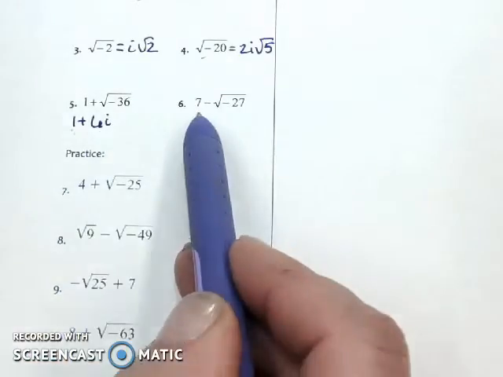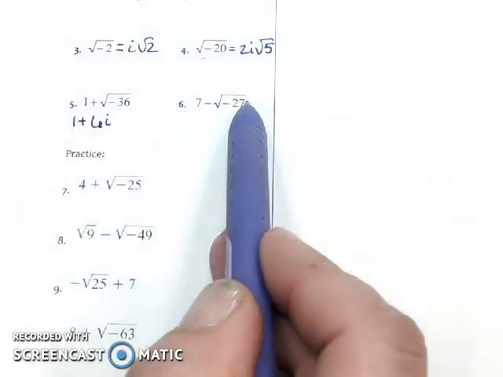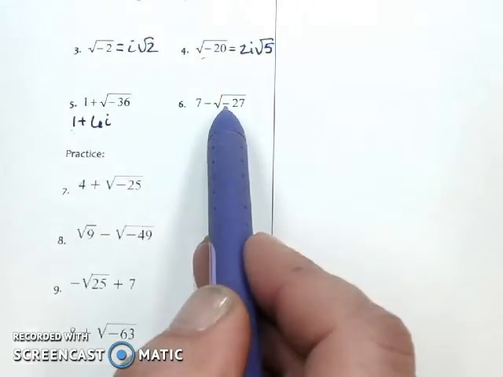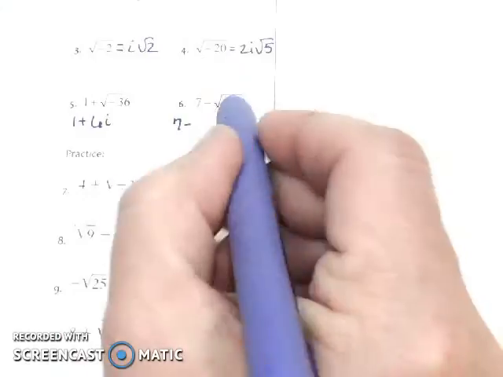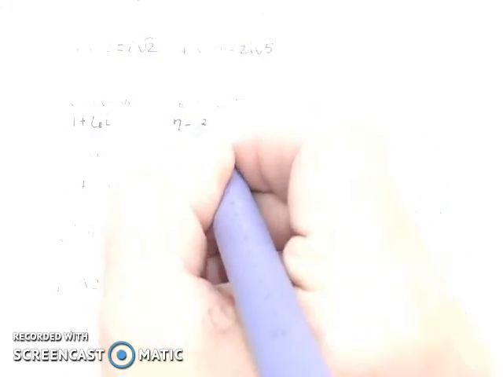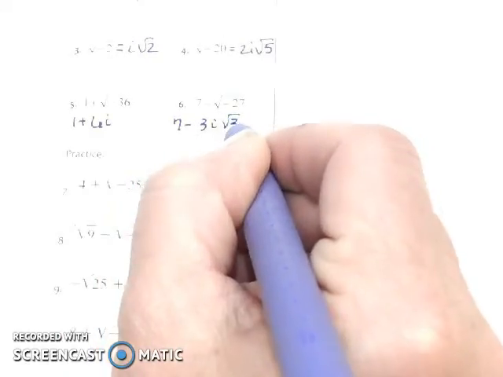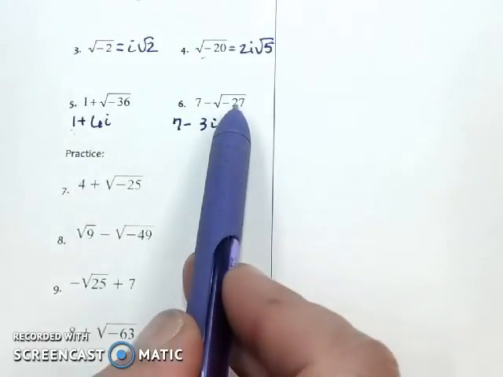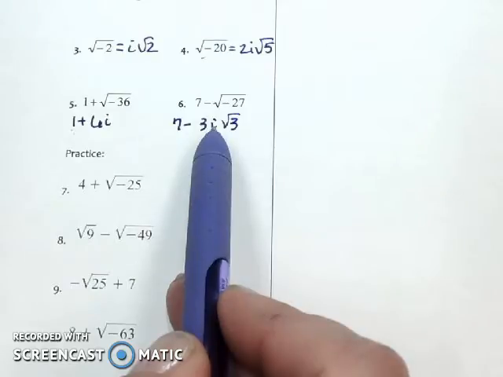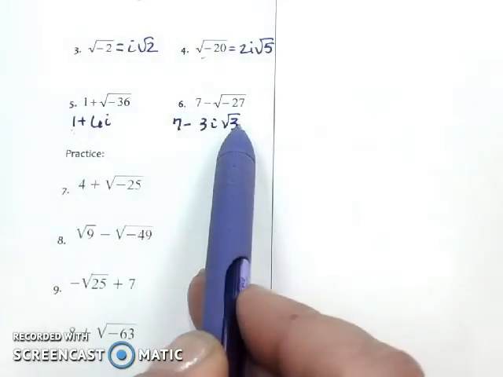If I do 7 minus the square root of -27, because I'm taking the square root of a negative number, this is my imaginary part, and so it's going to be 7 minus 3I times the square root of 3. I just took the square root of -27. The I comes out, and that's going to give me 3 times the square root of 3.